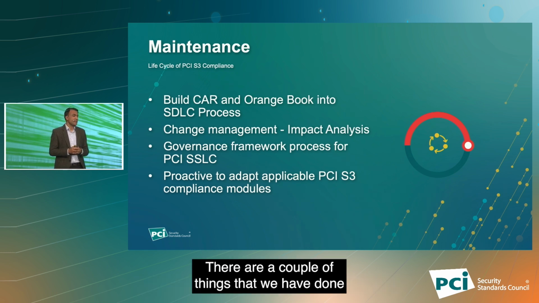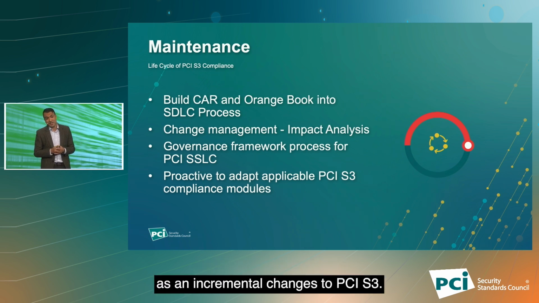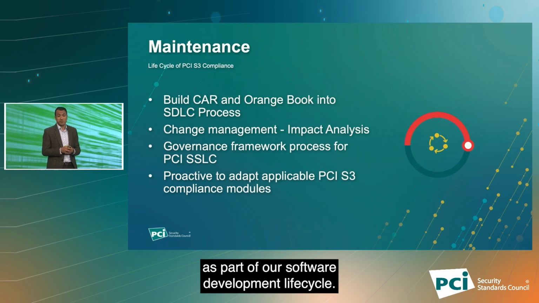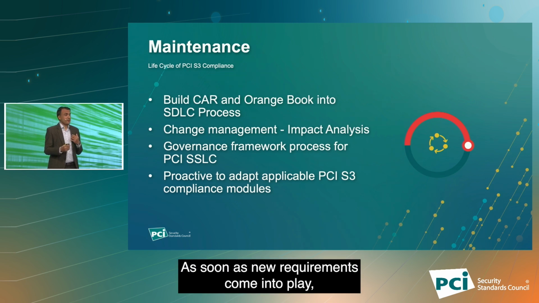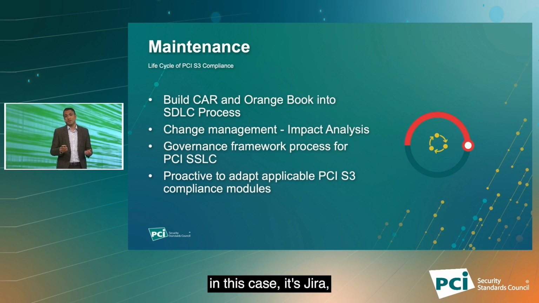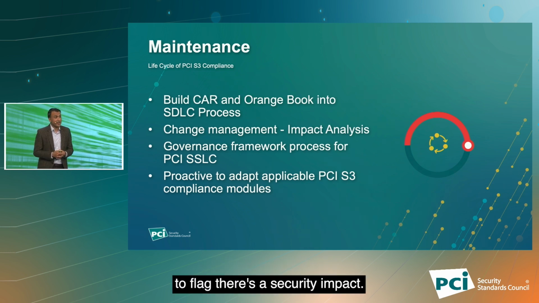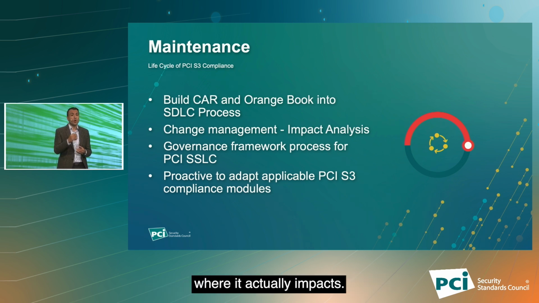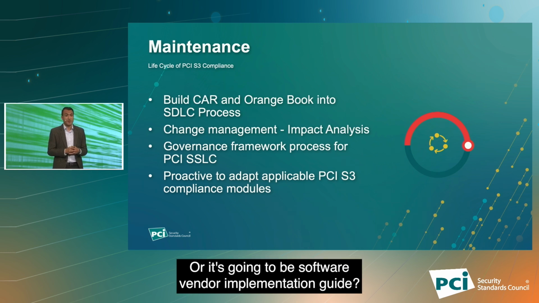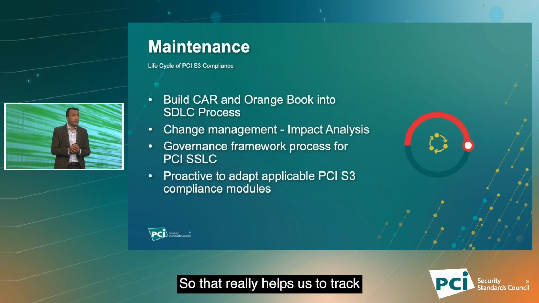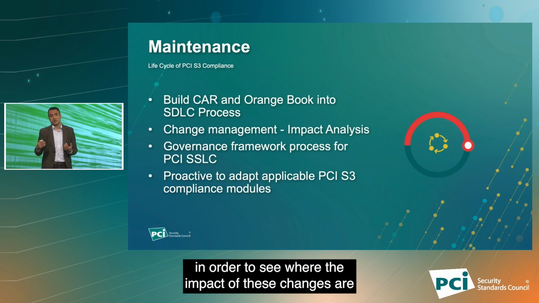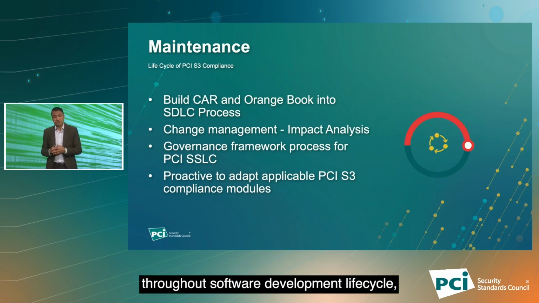There are a couple of things that we have done as incremental changes for PCI S3. We built the critical access register and Orange Book as part of our software development lifecycle. As soon as new requirements come into play, there's a flag in the change management software, in this case Jira, to flag there's a security impact. We added an additional flag on top of it where it actually impacts. Is it going to be the critical access register, the Orange Book, or the software vendor implementation guide? That really helps us to track and get a beautiful report from the Jira application in order to see where the impact of these changes are throughout the software development lifecycle.